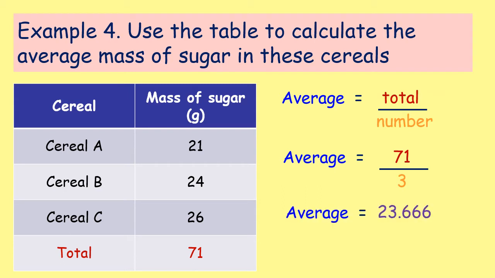When we put that in a calculator, we get another time where we don't end up with a nice round number. We get 23.666, and we want to do it to 1 decimal place. So in this case, because it's a 6 followed by a 6, we round that up to 23.7. So that has been averages.